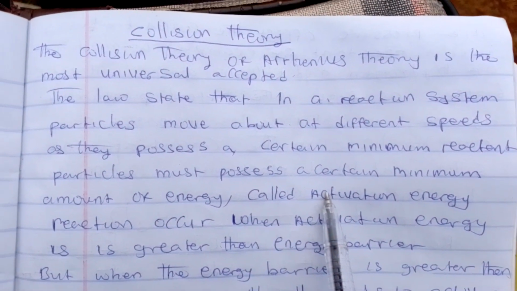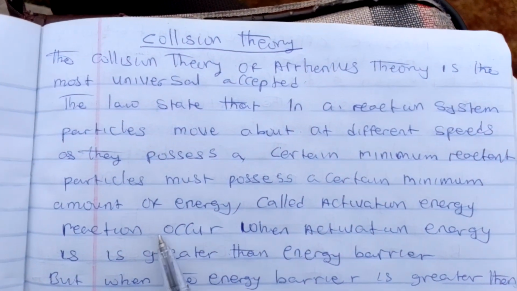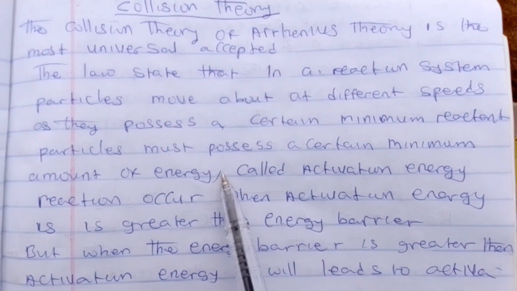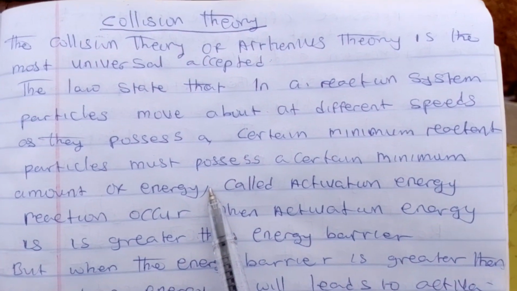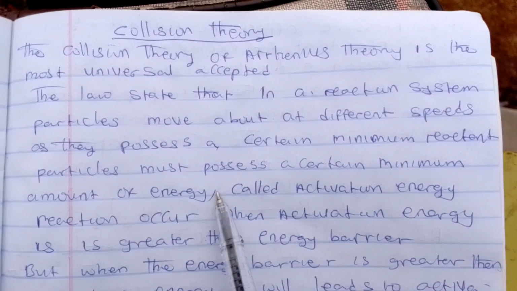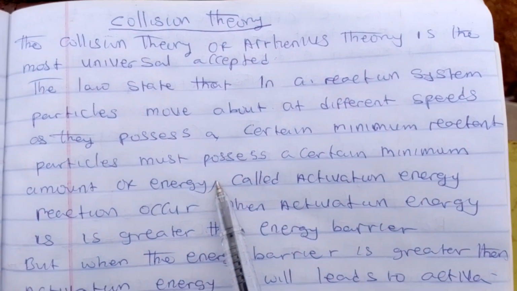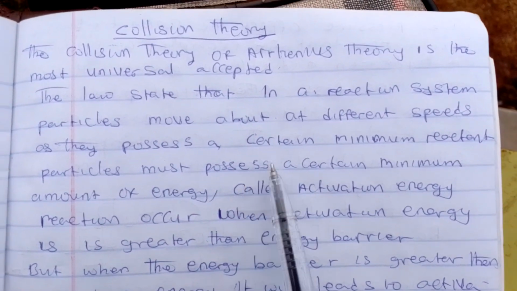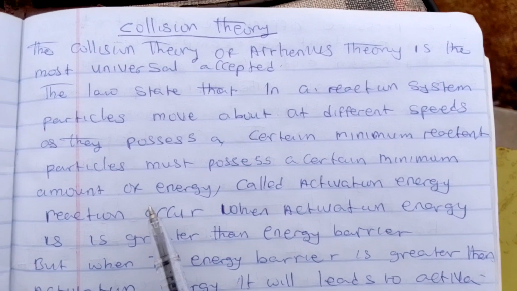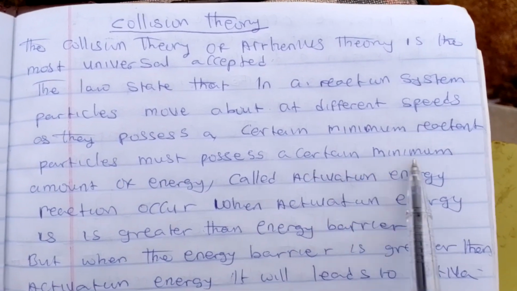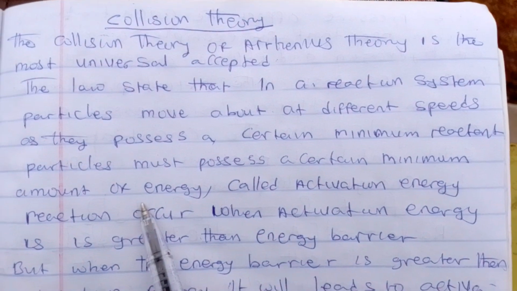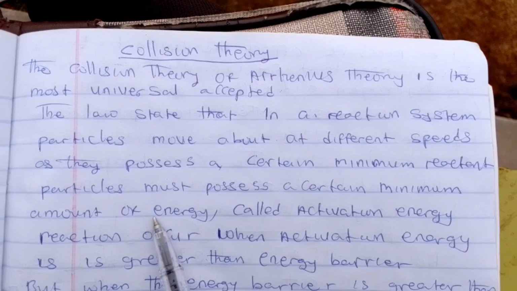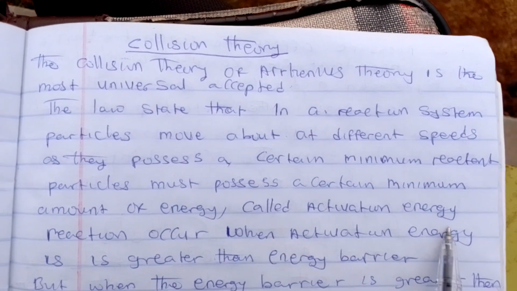The energy that makes a reaction occur is called activation energy. But the energy that does not make the reaction occur is called the energy barrier. Before the reaction can occur, the activation energy must be greater than the energy barrier. When the activation energy is greater than the energy barrier, the reaction will occur. So the reactant particles must possess a certain minimum amount of energy, which is the activation energy.